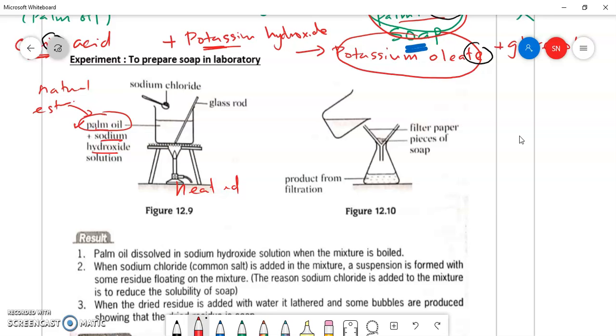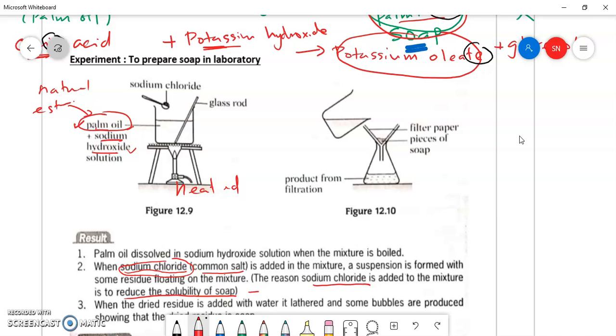You have to stir it for some time as you heat it up. These two components, heat up and stir it, and as you do that, you have to add in sodium chloride. Sodium chloride is common salt, normal household salt. Now it's added to the mixture. The sodium chloride is an additional ingredient added to help the mixture to solidify faster. The reason we are using sodium chloride is to reduce the solubility of soap.